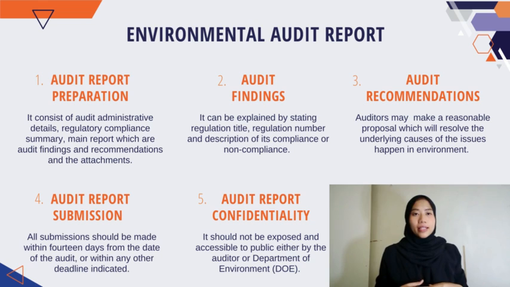Next, audit findings. The findings will fall into 2 categories, consisting of compliance and non-compliance. Compliance means there is sufficient and appropriate evidence to demonstrate the particular regulatory requirement has been complied with. Meanwhile, non-compliance means clear evidence has been collected to demonstrate the particular regulatory requirement has not been complied with. These audit findings can be explained by stating regulation title, regulation number, and description of its compliance or non-compliance.